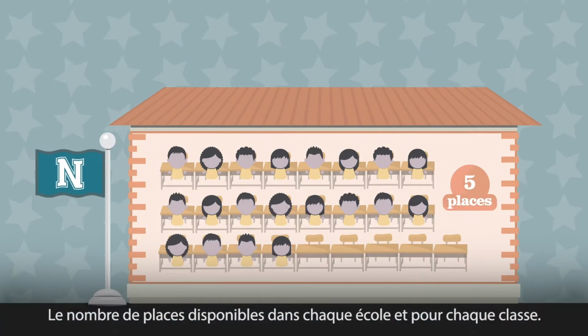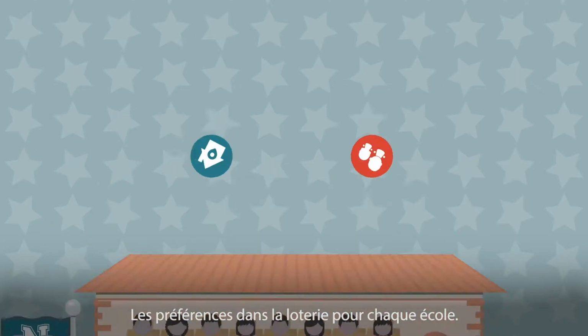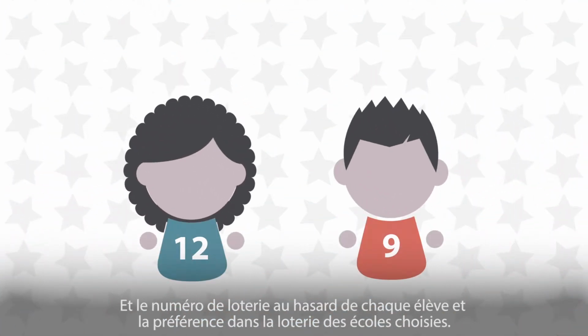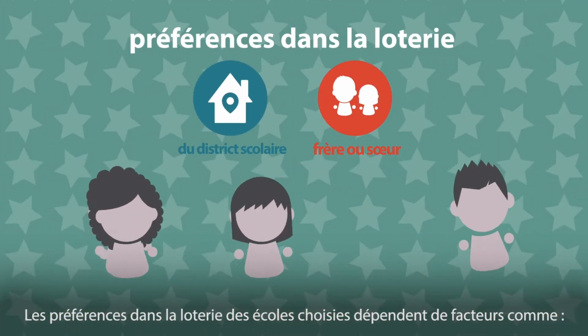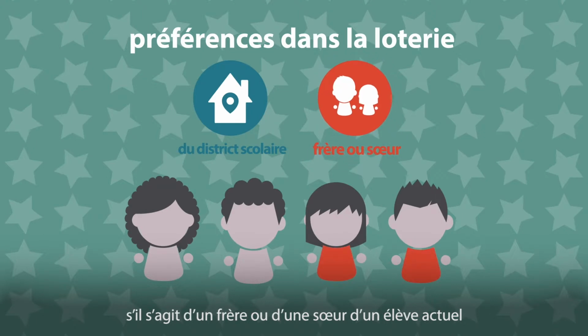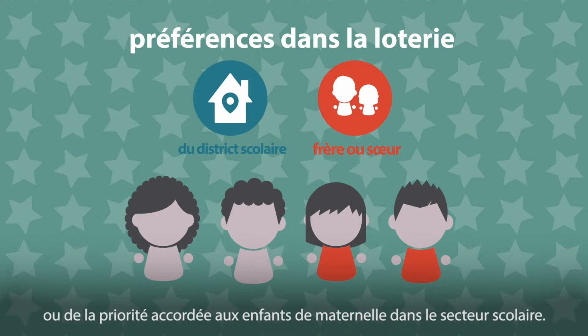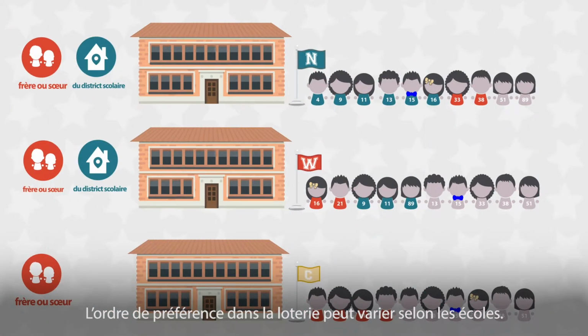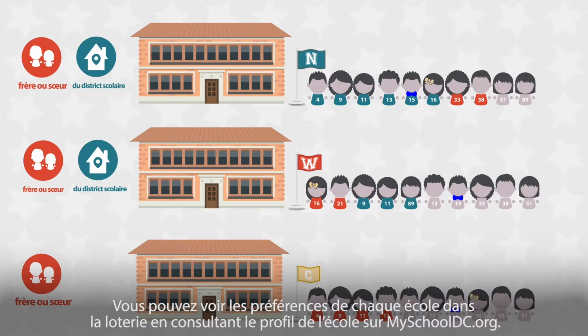The number of seats available at each school in each grade level, each school's lottery preferences, and each student's random lottery number and lottery preference at their selected schools. Schools' lottery preferences might include things like siblings of current students or priority for pre-K children who live in the school's boundary. Applicants will be considered in order of lottery preference group if there are more applicants than available seats. Lottery preference order can vary by school. You can learn about the lottery preferences each school offers by visiting any school's profile on myschooldc.org.